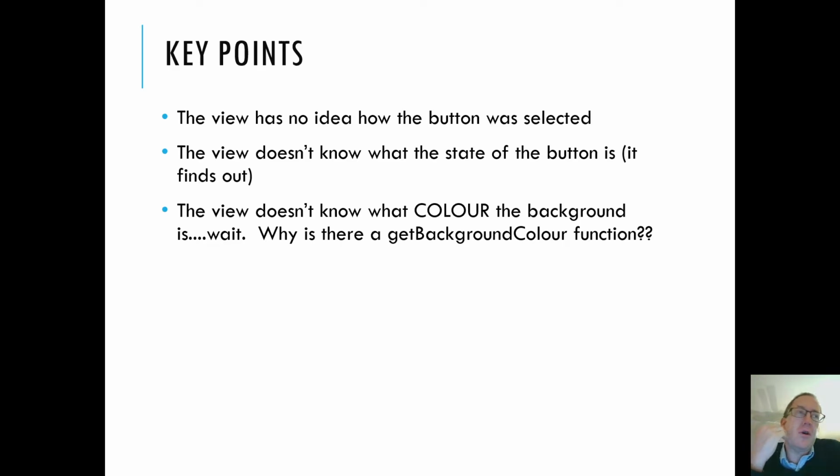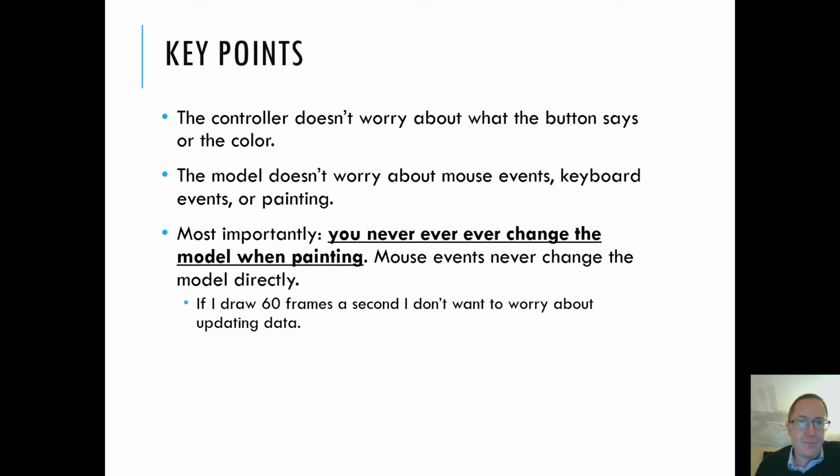It doesn't need to know what frame of the animation it's in. It can get that from the model. So if the model has a whole bunch of frames of animation and it's cycling between those frames, all the view needs to do is say, hey, what image am I drawing? This one. Okay, I'm going to draw it, and it just blindly draws. Something else controls the state. The controller doesn't worry about what color the button is. The model doesn't worry about mouse events, keyboard events and painting.